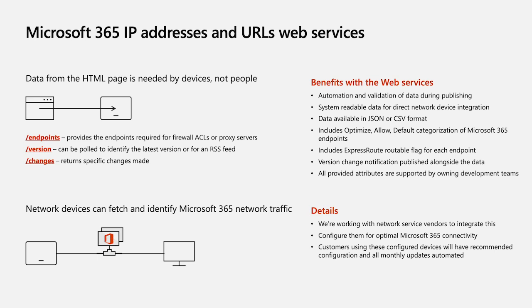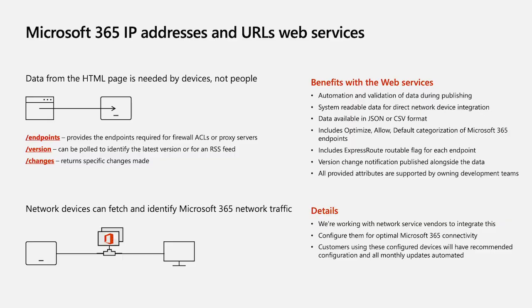Important to understand that we are working directly with a number of hardware providers and solution providers in the network space to actually consume this information directly within their products and allow you to take advantage of the IP and URL web services without actually doing any customization on your own. So examples of this would be things like proxy solutions or firewall solutions that have a very simple configuration option to enable access to Microsoft 365, typically with just a couple of checkboxes, and then automatically keep themselves up to date by calling into the web service methods that we'll talk about in a moment.